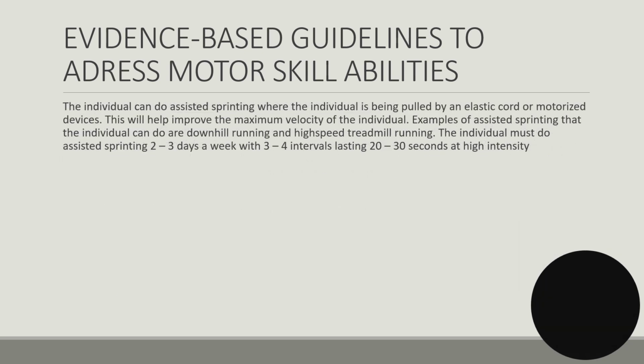The individual can also do assisted sprinting where the individual is pulled by an elastic cord or motorized device. This helps improve the maximum velocity of the individual. The individual must do assisted sprinting 2 to 3 days a week with 3 to 4 intervals lasting 20 to 30 seconds at a high intensity.